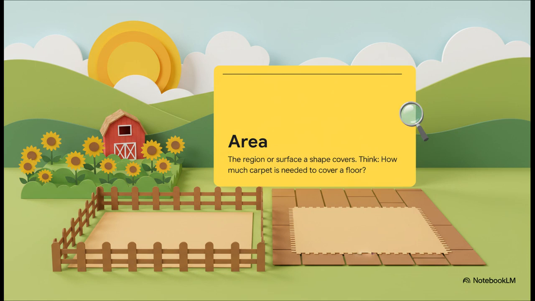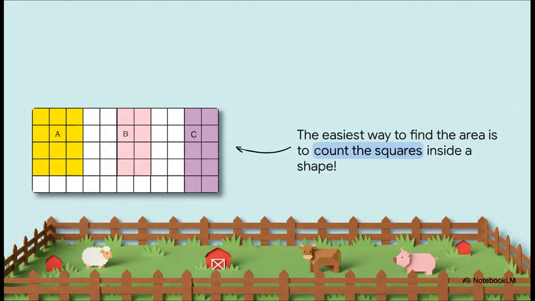And this idea of covering a surface completely has its own special name too, and that name is area. Area is just the amount of space or surface that a shape covers. So if the perimeter is walking around the park, the area is all the grass inside the park. Or think about it this way. It's the amount of carpet you need to cover your entire floor. It's all the inside part. So how do we measure this inside space?